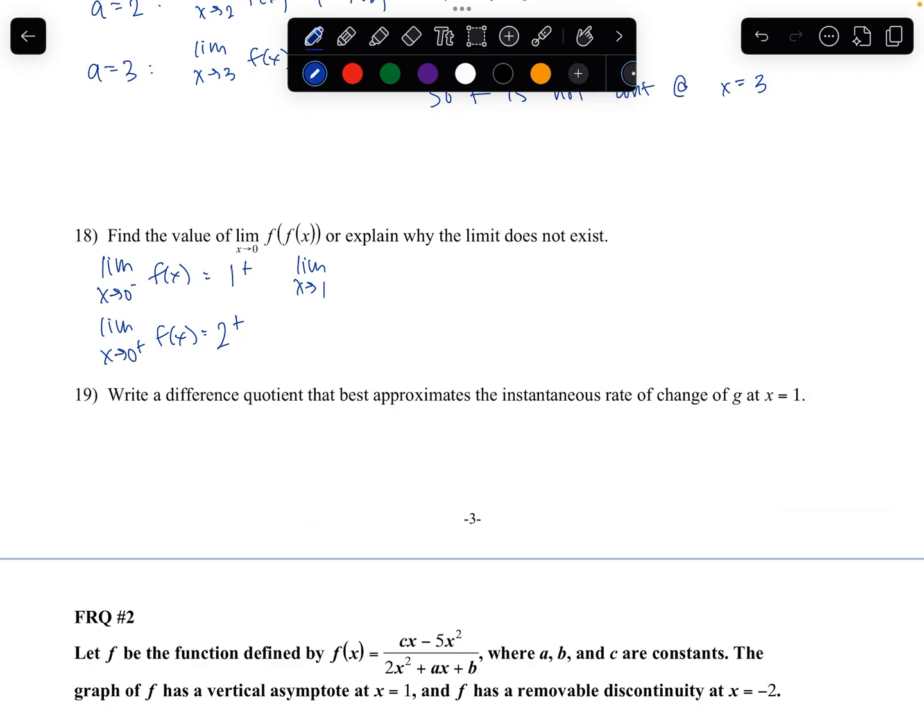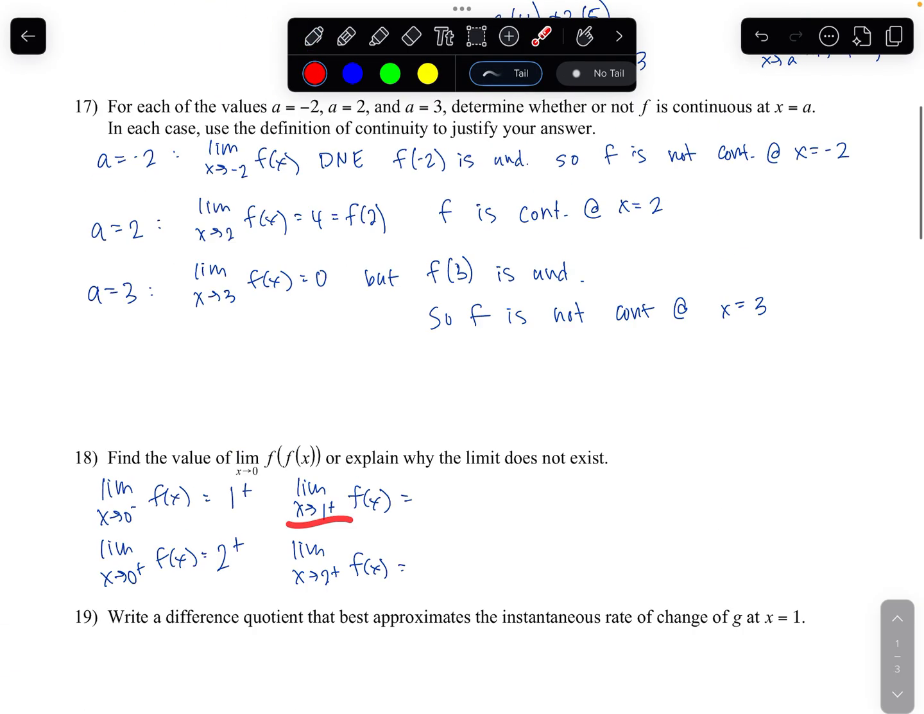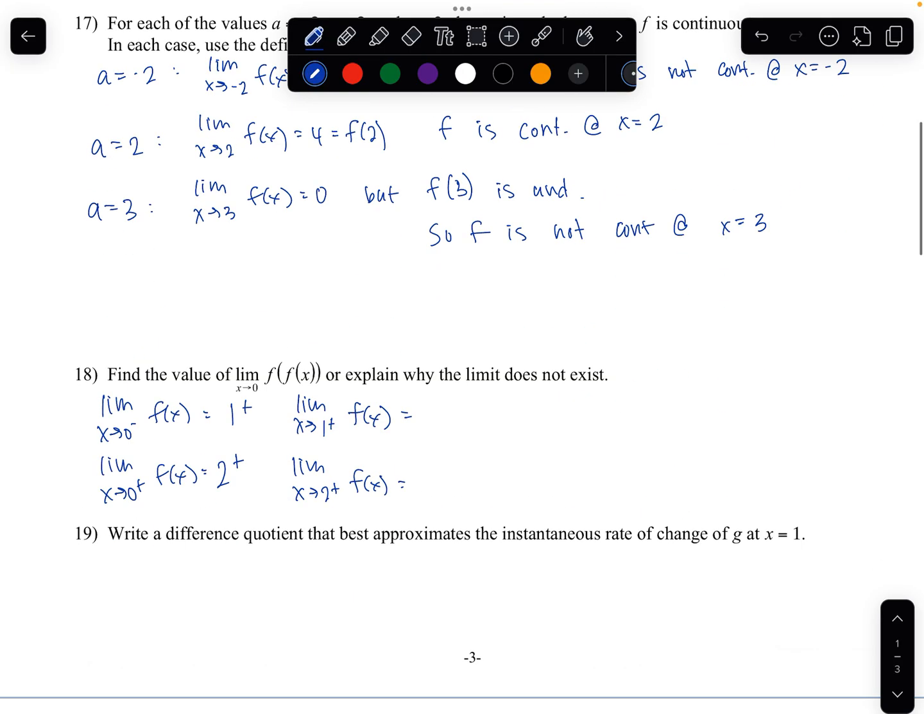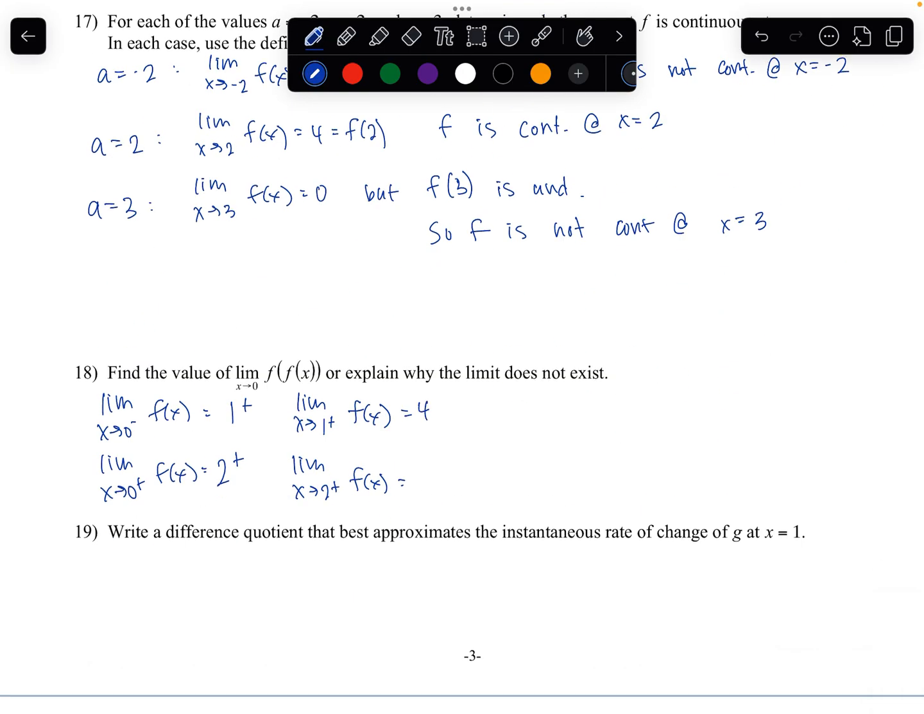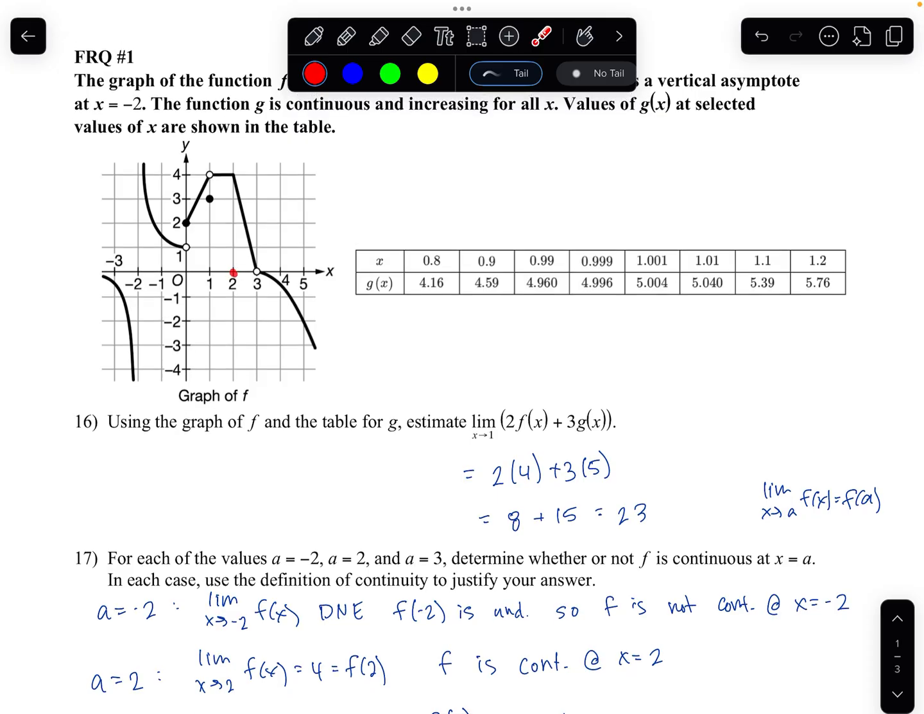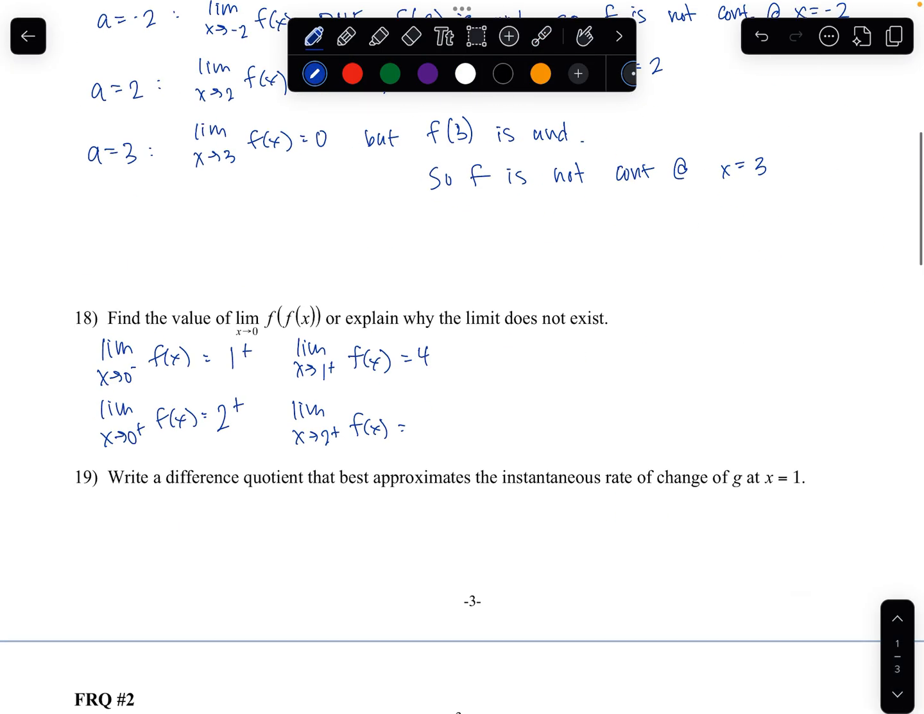So 1 from the right of the outside function. So now we're evaluating the outside function. So the limit as x approaches 2 from the right of the outside function. So the limit as x approaches 1 from the right side is equal to 4. And the limit as x approaches 2 from the right is also equal to 4.